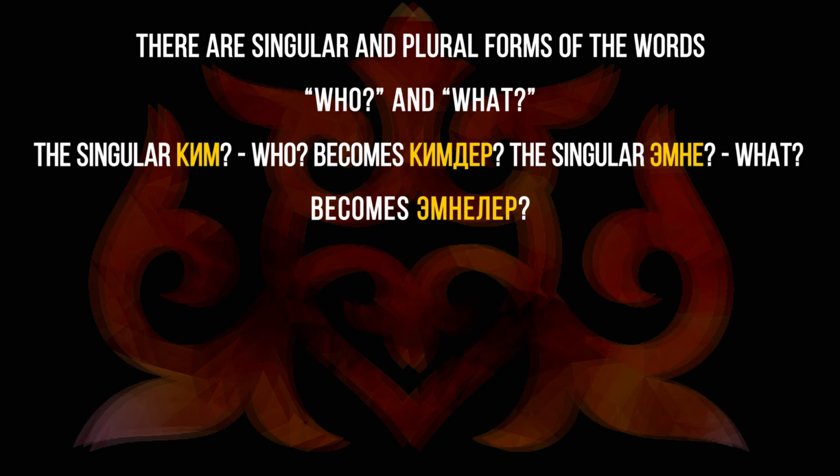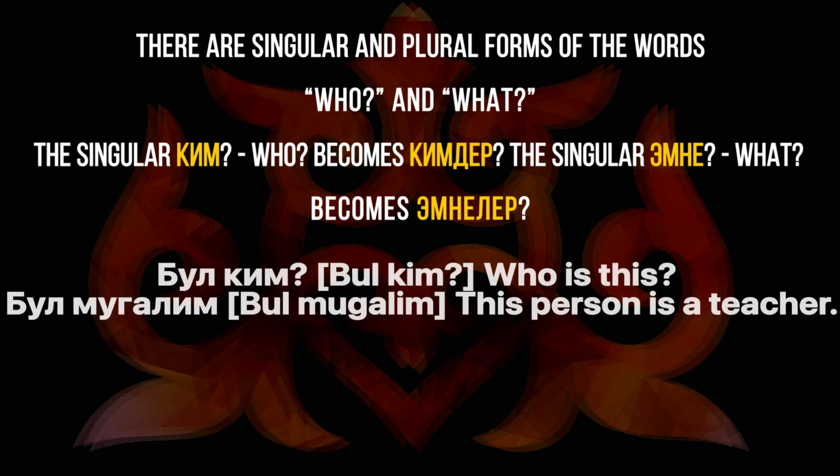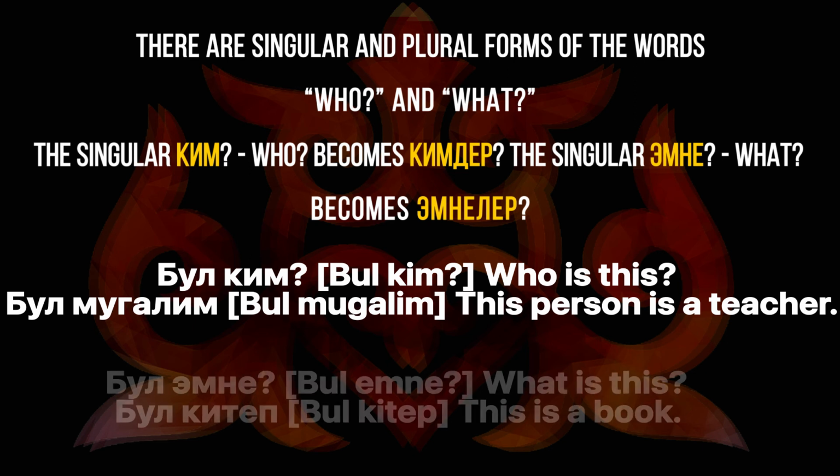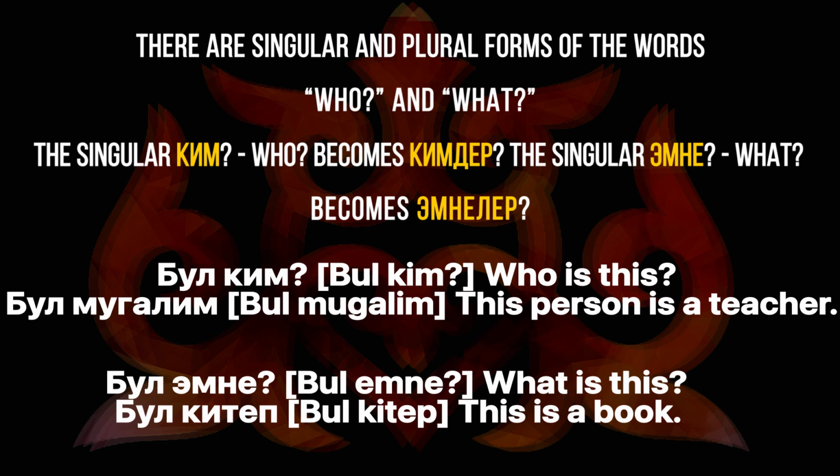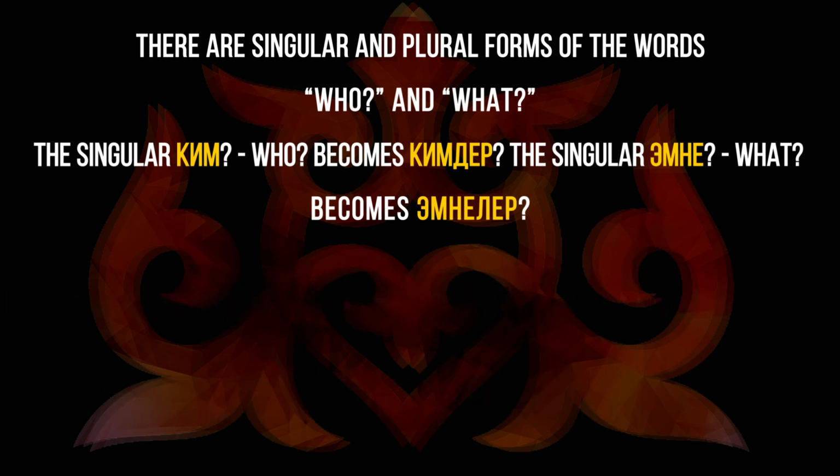Lastly, in Kyrgyz, there are singular and plural forms of the words who and what. The singular kim, who, becomes kimder. The singular emne, what, becomes emneler. So you must think about whether the answer you are seeking is singular or plural before you ask the question. For example, bul kim? Who is this? Bul mugalim. This person is a teacher. Bul emne? What is this? Bul kitep. This is a book.